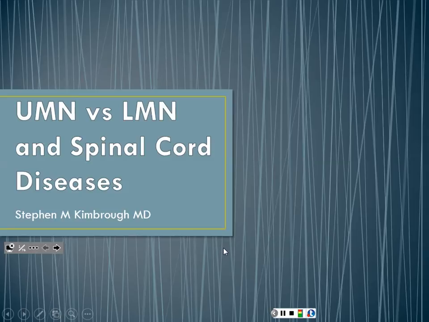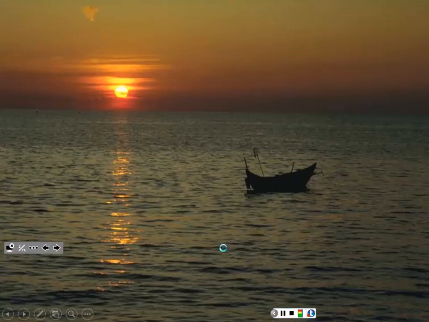Okay, let's go ahead and get started this morning. Today we're going to be talking a little bit about differentiation of upper motor neuron and lower motor neuron components, and then we're going to talk a little bit about the spinal cord, because that's one of the ways you really differentiate, and that's where we see a lot of the problems with upper motor neuron dysfunction.